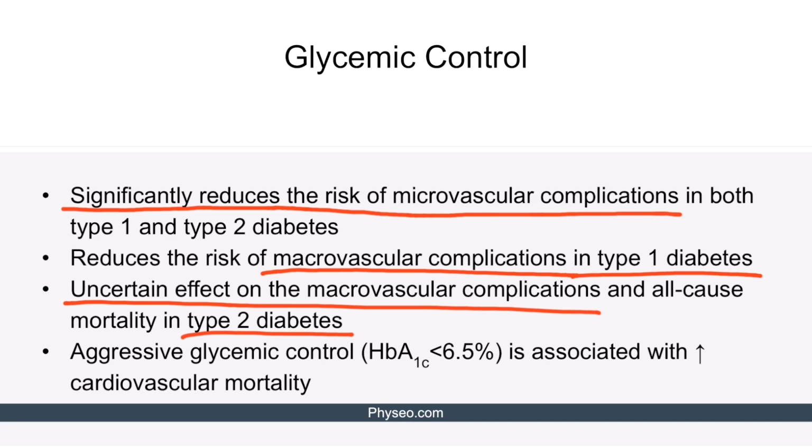Additionally, a number of studies have shown that an aggressive reduction of hemoglobin A1c to less than 6.5% may even be detrimental to the cardiovascular health of these patients, and it's actually associated with increased cardiovascular mortality. And this is particularly the case with elderly type 2 diabetes patients, especially where they have multiple other cardiovascular risk factors. That's why hemoglobin A1c is mostly kept around 7% in most patients.